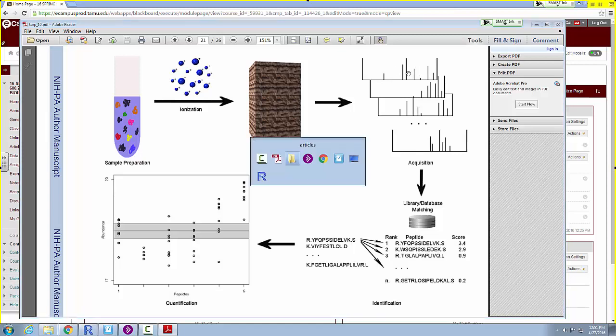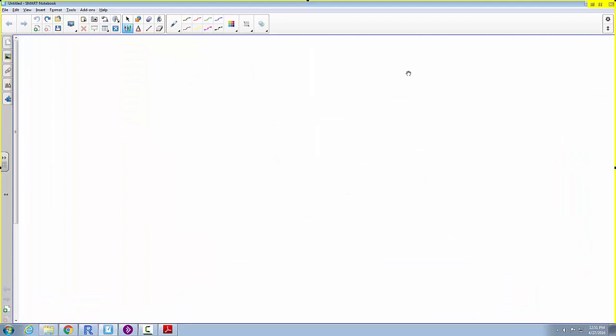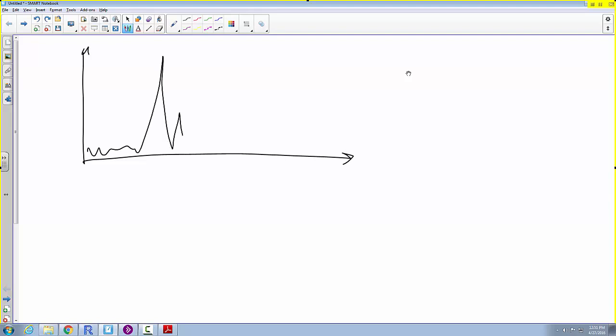That's a simplification. It would really look more like this. So mass spec data, there's peaks, lots of noisy stuff, and peaks every once in a while. On the horizontal axis is what's called M over Z. That's mass to charge ratio. It's the ratio of mass to charge.